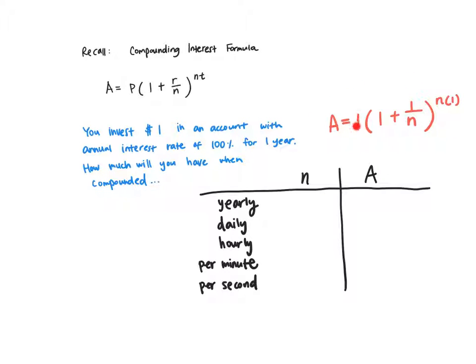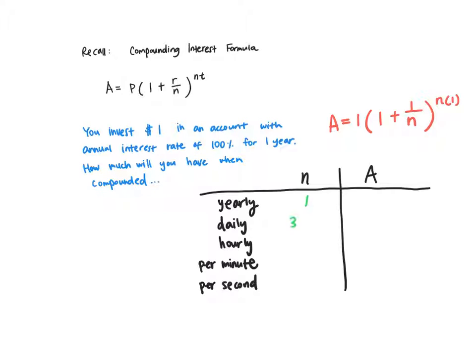You start with $1 and the annual interest rate is 100%, so when you move the decimal over 2 times to the left, it's going to be 1. It's for 1 year, so t is 1, and n is going to be what's changing. So if it's yearly, that's n equals 1, right? Because it's how many compoundings per year.